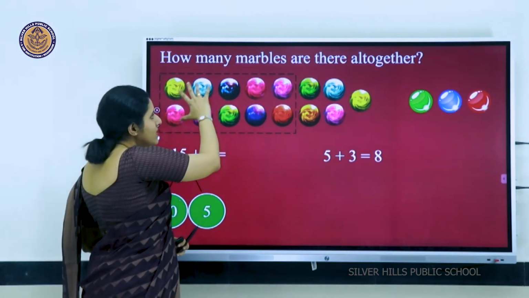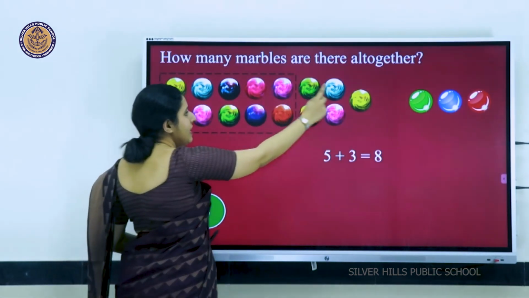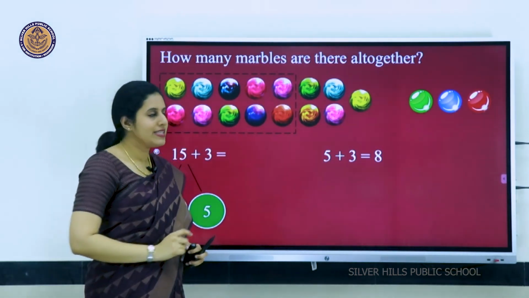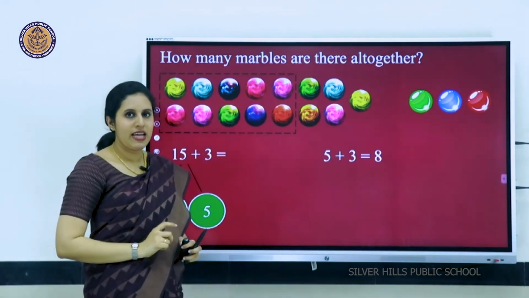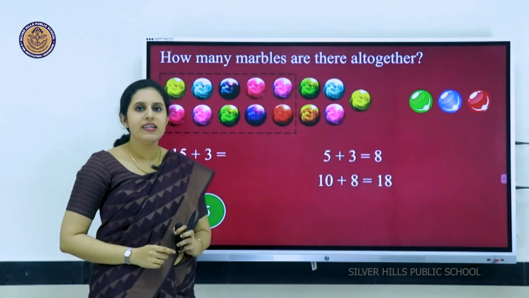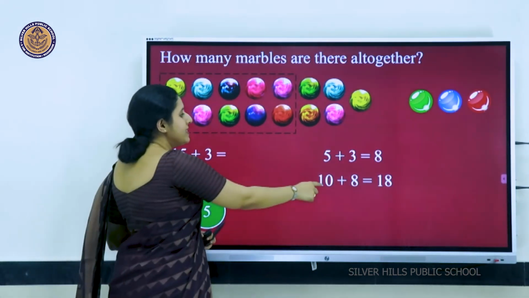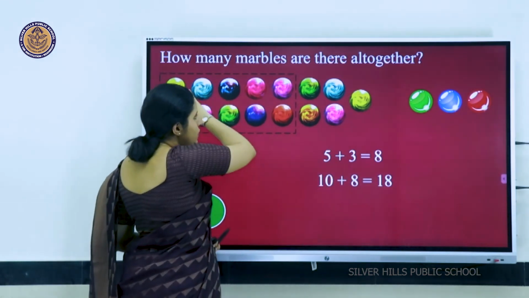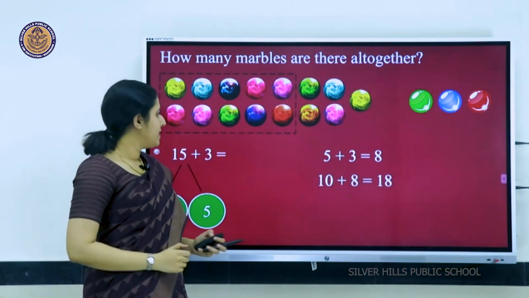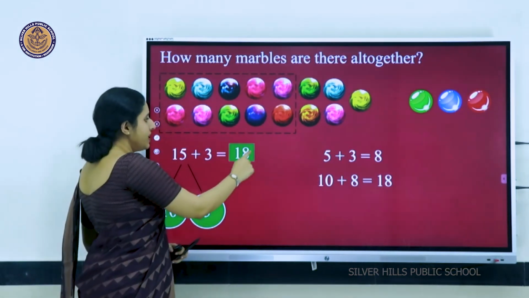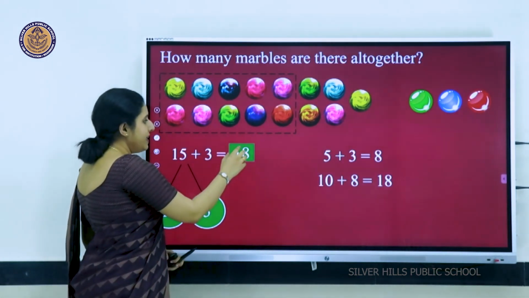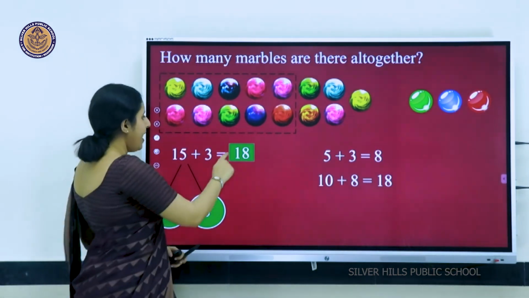That means outside this 10 group, there are 8 marbles. Inside the group, 10. So 10 and 8. 10 and 8 put together is 18. You know 10 plus 8 is 18. So all together there are 18 marbles. So that is the answer and that you can write here. 10 plus 8, 18 is the answer. So 18 marbles are there all together and you write it here.